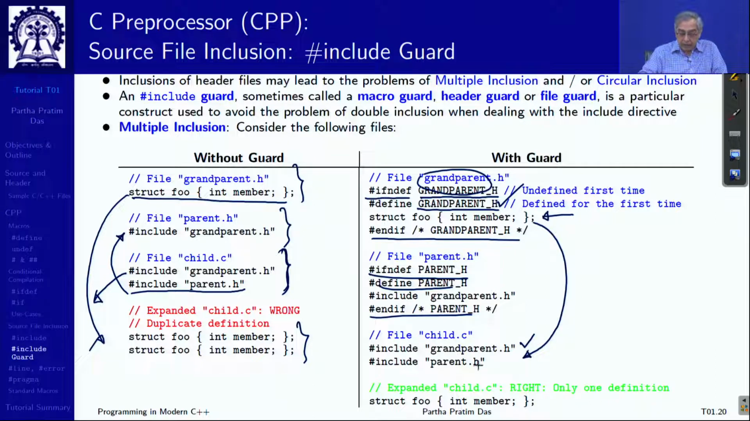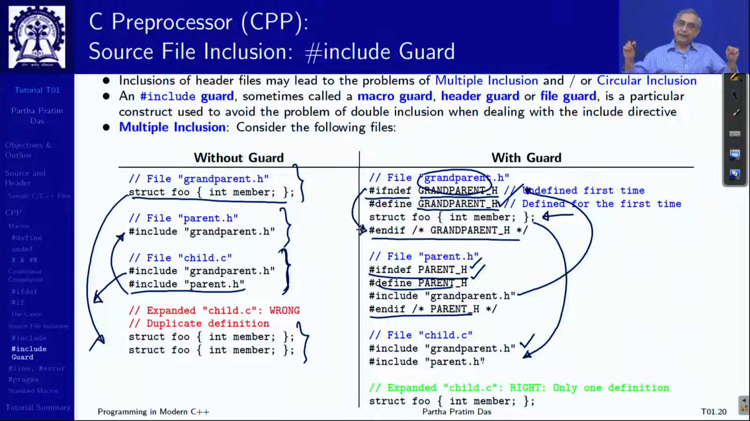And now, you go to parent dot h, try to include parent dot h. This is not defined, it has not happened yet. So, this gets defined. So, this goes to include grandparent dot h. Now, grandparent dot h has already set grandparent underscore h symbol as defined. So, #ifndef will fail now, because it is defined. So, though you are including it here, the inclusion control will jump to the end of this file and nothing will get included. That is how the guard works.